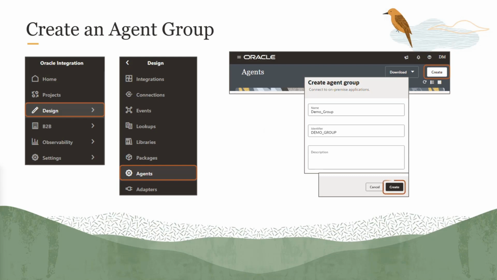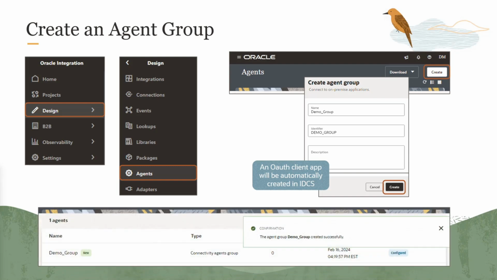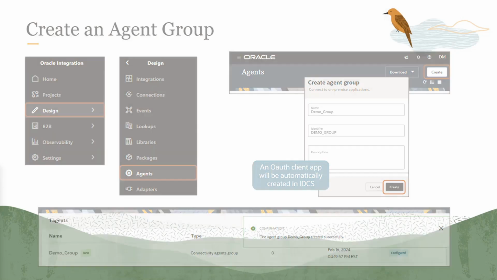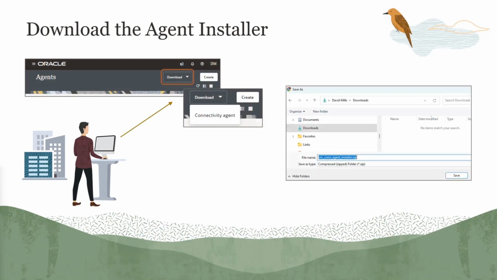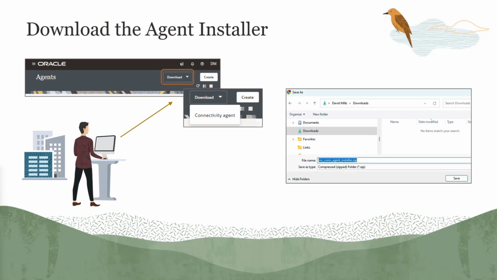When you click Create, OIC automatically creates an OAuth client application in the Oracle Identity Cloud Service. Later, this will enable the installed connectivity agent associated with this group to use OAuth 2.0 token-based authentication when connecting to the Oracle integration environment. And that's it. After a couple of minutes, the group will be displayed in the configured state on the Agents page.